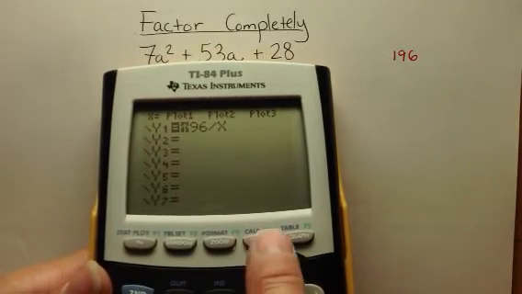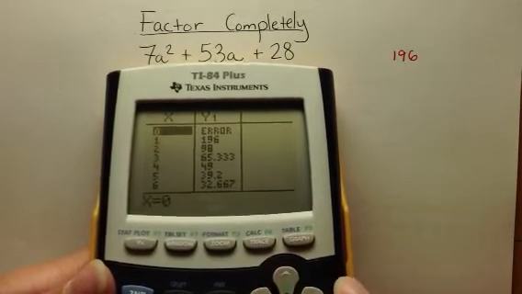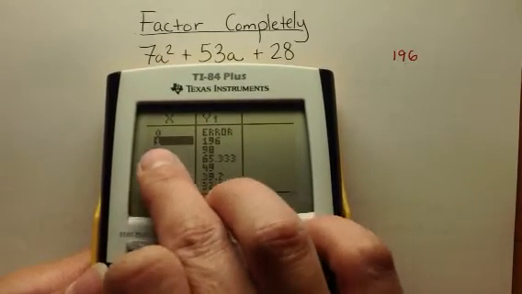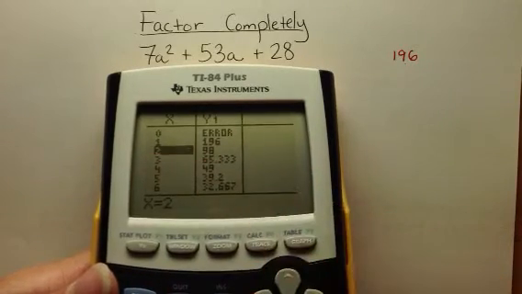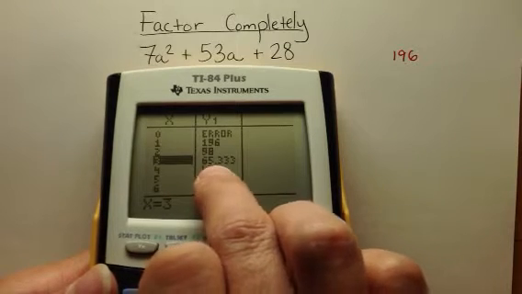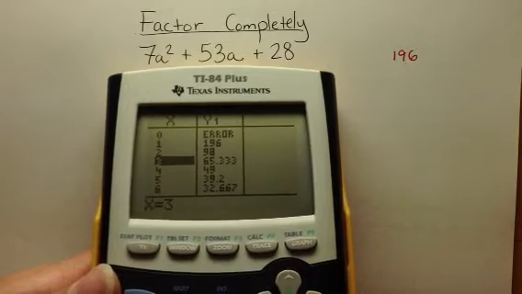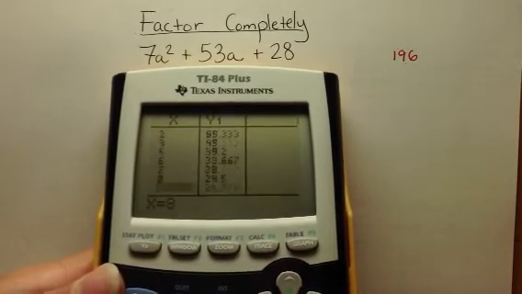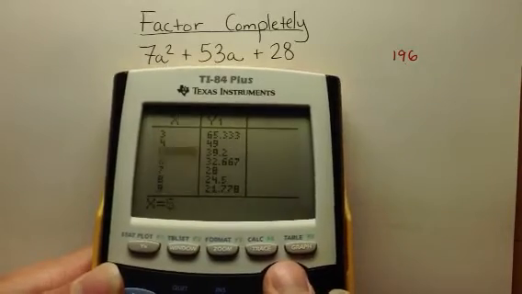So I have to hit second table. Okay, 0 gives me an error because I cannot divide by 0. So here I go, 1 times 196, 2 times 98. 3 was not a factor because I got a decimal. Okay, 4 was. 4 times 49. Okay, and there's a whole bunch of them. I can scroll down and there's more. 7 times 28. Okay, so let's go back up.